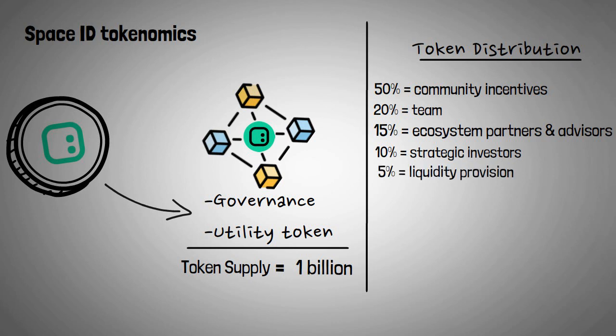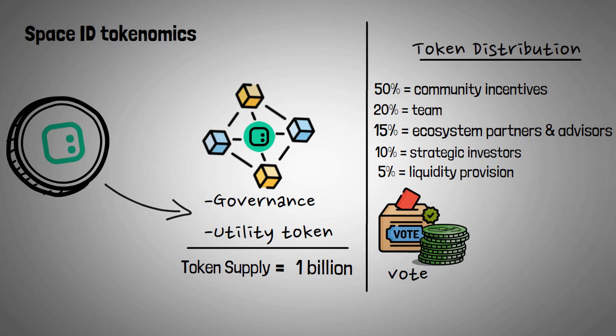But what can you do with this mysterious token, you wonder? Well, for starters, you can use it to vote on important decisions that impact the entire ecosystem. Want to propose a change to the Space ID protocol or platform? You could do that with your ID tokens. Want to have a say in how rewards are distributed or how the community is incentivized? You guessed it, you need ID tokens for that too.